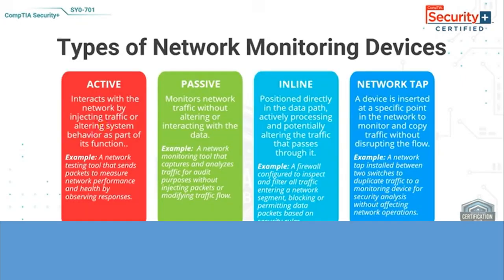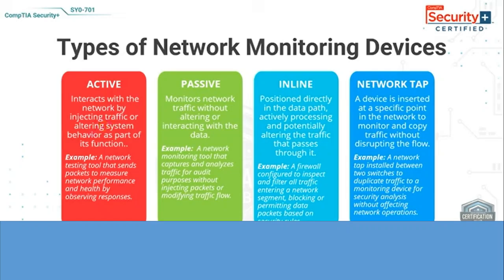Now we will discuss the types of network monitoring devices. What are network monitoring devices? Here we have some examples of these devices. If we categorize them, there are active, passive, inline, and network tap. Active network monitoring devices are devices which interact with the network by injecting traffic or altering system behavior as part of their function, like a network testing tool.